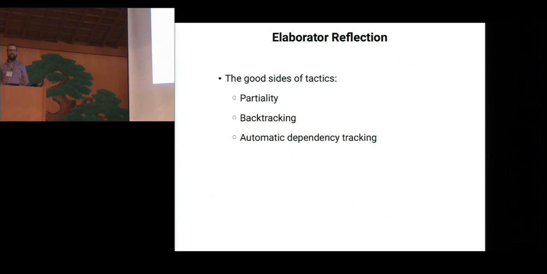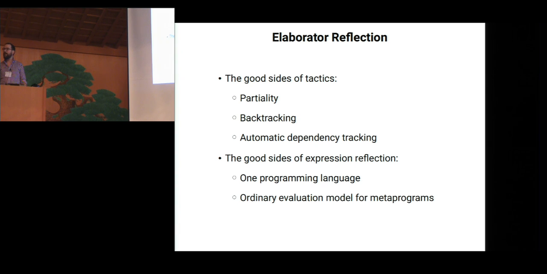So I submit to you that elaborator reflection has the good sides of tactic scripts. It allows us to support things like partiality and other effects, backtracking control structures, and automated tracking of dependencies between holes. But it also has the good sides of the other kind of reflection where we are kicking around reified expressions, because we get a stick in our programming language, and we get our ordinary evaluation model for our metaprograms.